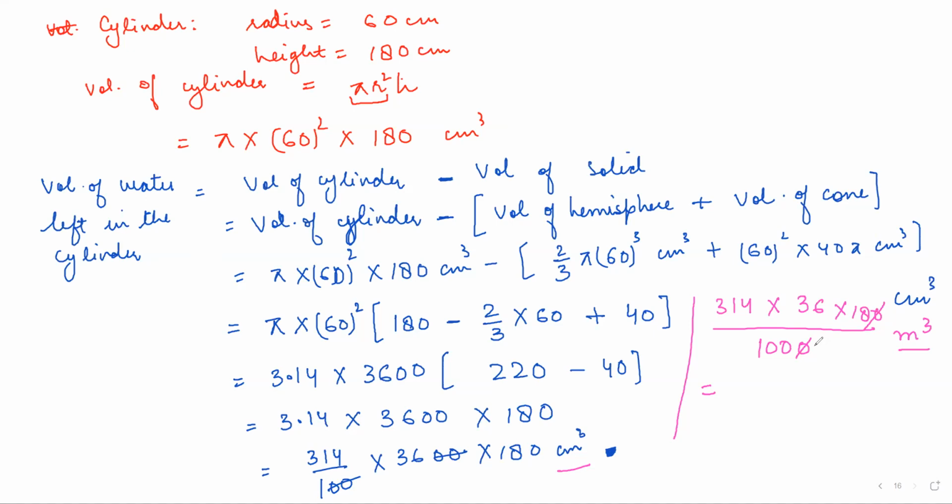Ma'am, we should divide only by 100, right? Yes, for converting from centimeter to meter. Oh, sorry. Yeah, I have taken 3 zeros, so just remove 1 zero from here. It is only 100 centimeter equal to 1 meter, right? You are right. Yes.